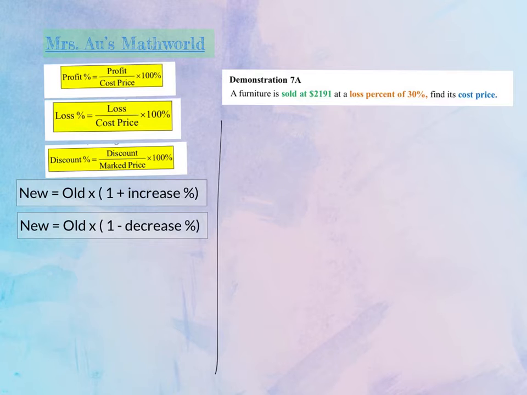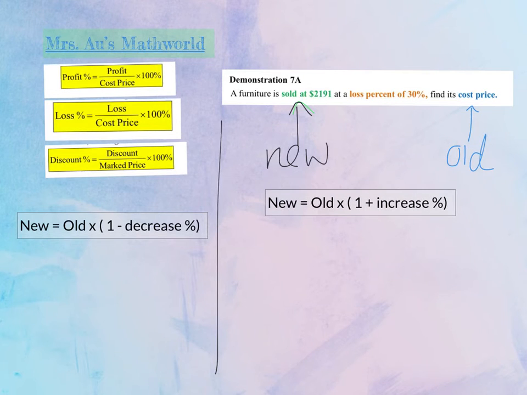How about when we have the selling price, but we want to find the cost price? So remember, when you have a product like a furniture, it must have the old price first. That means it has to be the old value. And then the furniture is sold at this price, right? So this is the new value, the selling price. Then we can use it for the calculation.